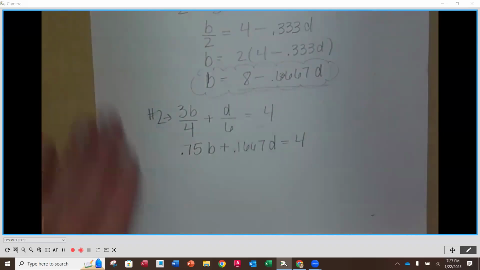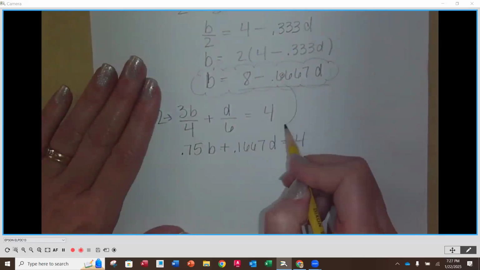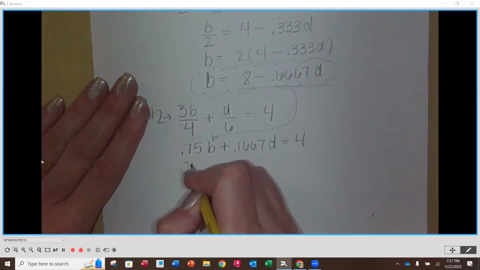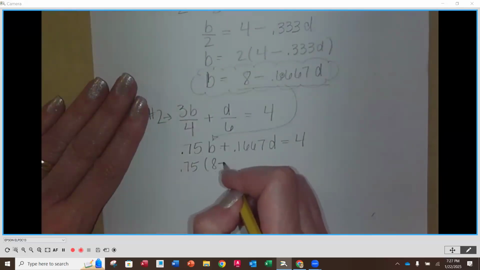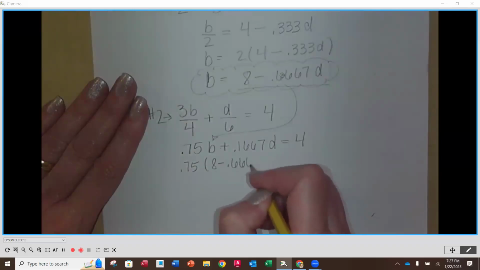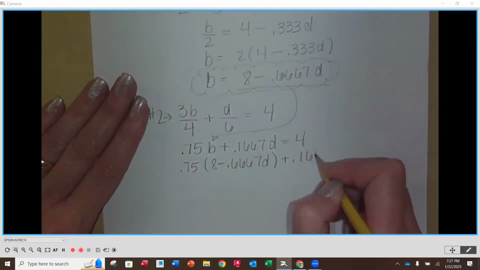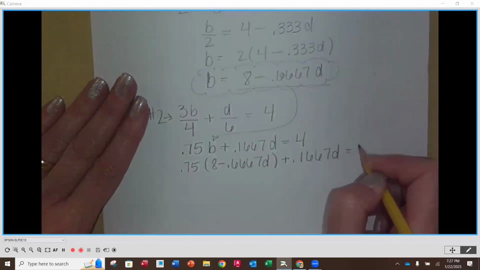I'm going to take this part, 8 minus 2/3 d, and substitute that in wherever I see b. That's why it's called the substitution method. So I'm going to take 0.75 times 8 minus 0.6667d plus 0.1667d is equal to 4.